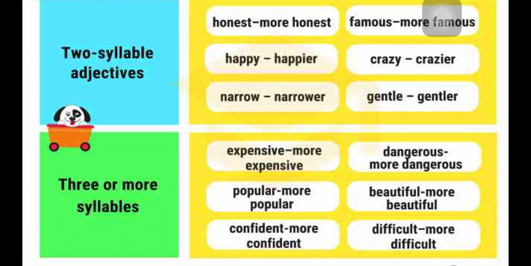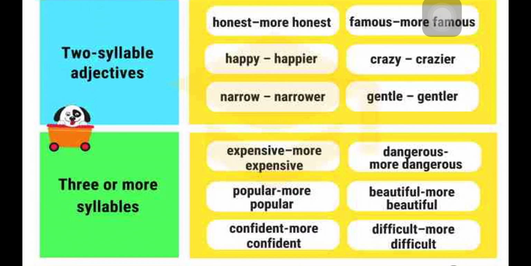Next, narrow. With this word you have to remember, there are two sounds, but we don't add more as well. We just add ER at the end. Narrow becomes narrower. Next, gentler. So, yes, very good, everyone. That's all for one syllable and two syllables.